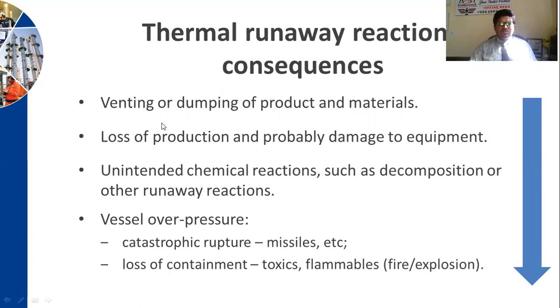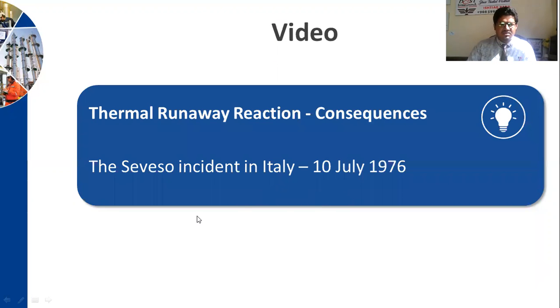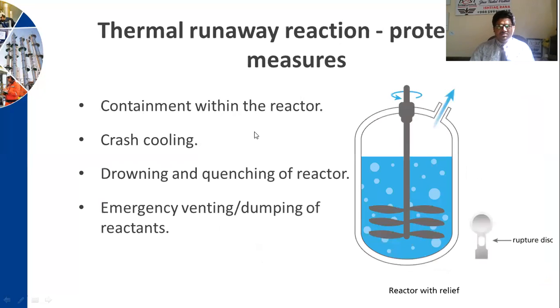Thermal runaway reaction consequences: venting and dumping of the product and materials, loss of production and probably damage to equipment, unintended chemical reactions such as decomposition or other runaway reactions, vessel overpressure, catastrophic rupture with missiles, loss of containment like toxic or flammable. There have been several incidents of thermal reaction runaway, especially the serious incident in Italy on 10th July 1972. You can search and see the consequences.